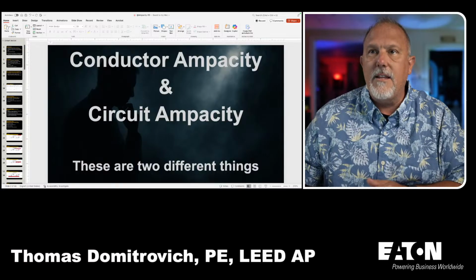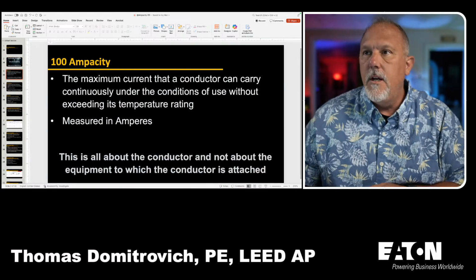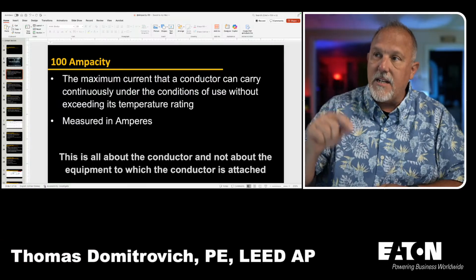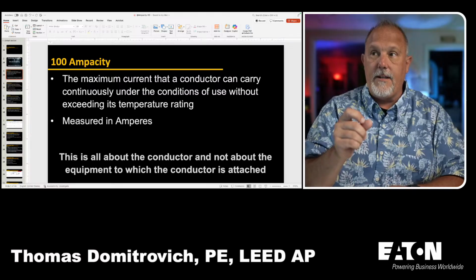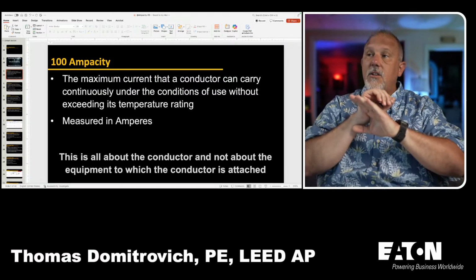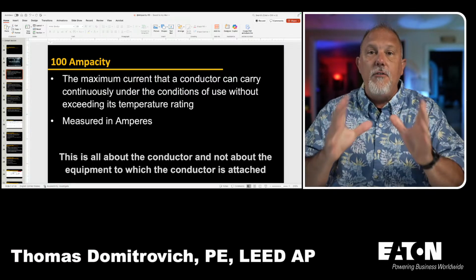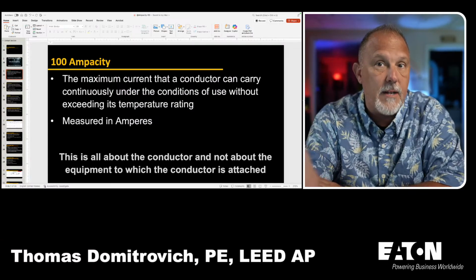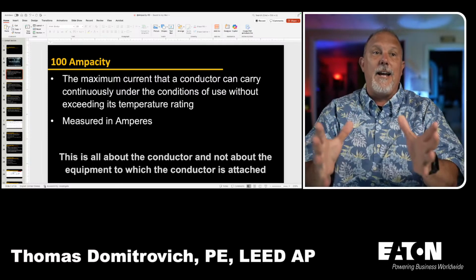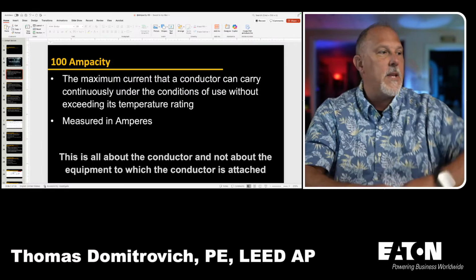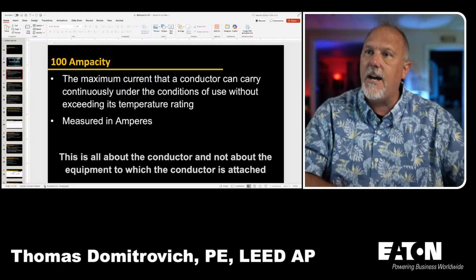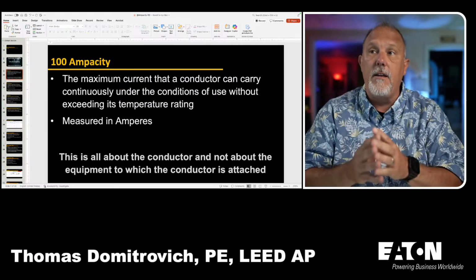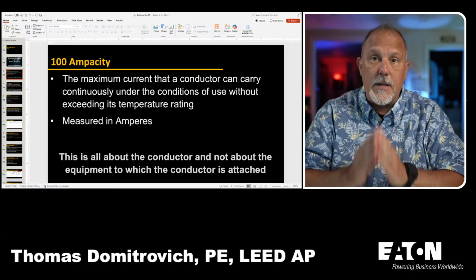Even if you look at the defined term of ampacity in the National Electrical Code, it says it's the maximum current that a conductor can carry continuously. It doesn't talk about equipment whatsoever. It's no different than when we talk about GFCIs. When I say GFCI, I'm talking about a Class A GFCI. I'm not talking about special purpose GFCI or other ground fault protection of equipment. I'm talking about a Class A device when I use that term.